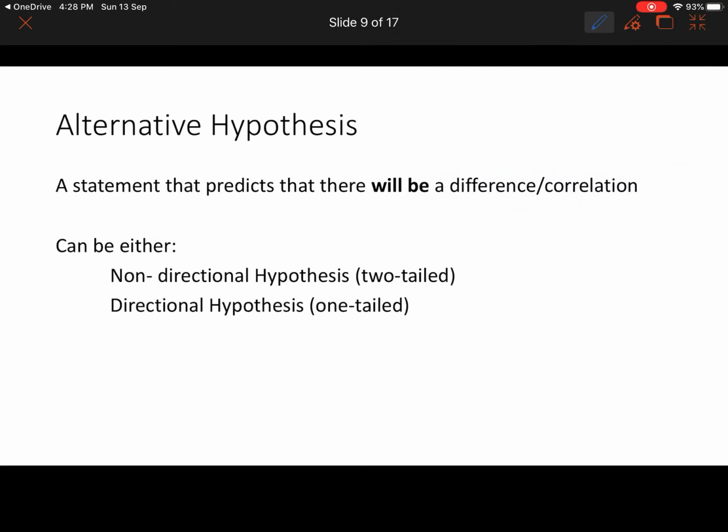which is a one-tailed hypothesis. The key to remembering these: a non-directional hypothesis is like a two-tailed fish. It's non-directional. Two-tailed fish, it's not going anywhere. So two-tailed fishes are non-directional. A one-tailed fish can swim in a direction. It will be able to go. So one-tailed is directional and two-tailed is non-directional.